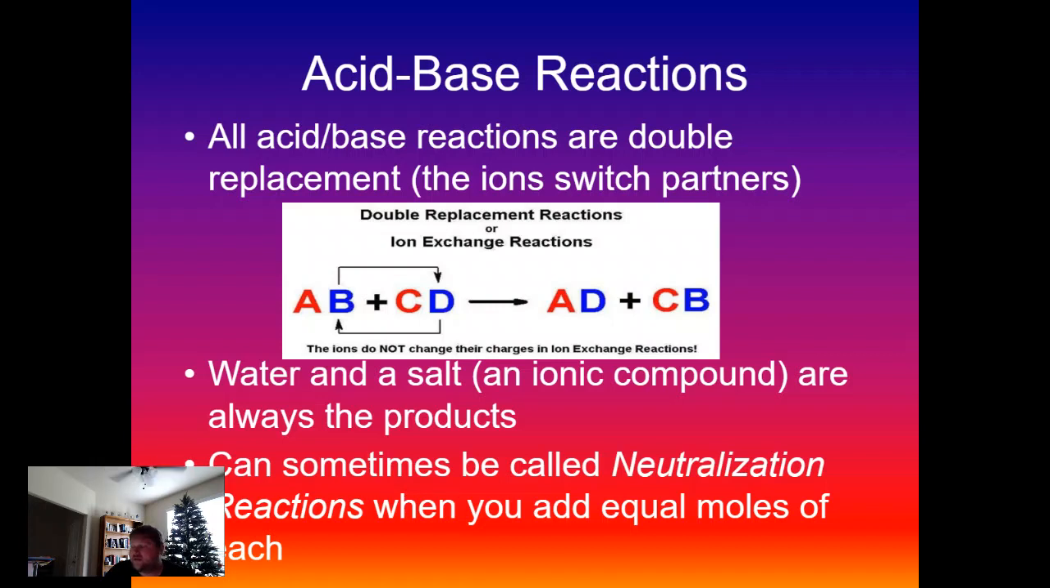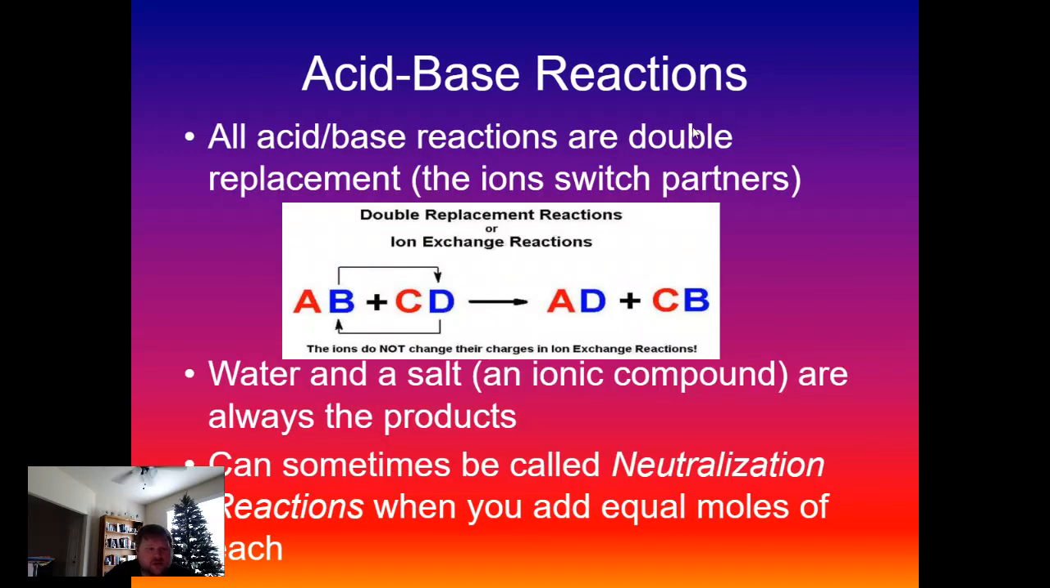And the products of this double replacement Arrhenius acid-base reaction are always the same general products. Water, which you get from the H and OH connection, and then the other product is what we call a salt. Not always the salt, but a salt, which just means an ionic compound. So that is called an acid-base neutralization reaction.